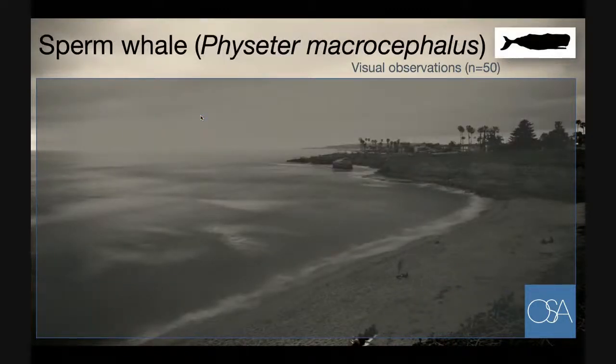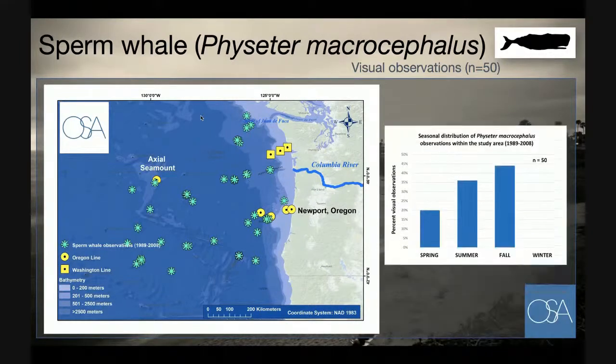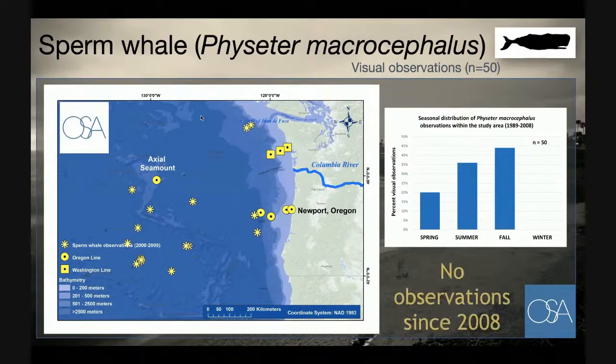Liz is also looking at the sperm whale. Similarly, there are a total of 50 observations from 1989 through 2008. But once again, most of them are in spring, some in summer and fall, none in winter. We don't think that has to do with a lack of occurrence, but rather a lack of capability of observing during that time because of the weather conditions. And once again, there are no observations of the sperm whale since 2008.